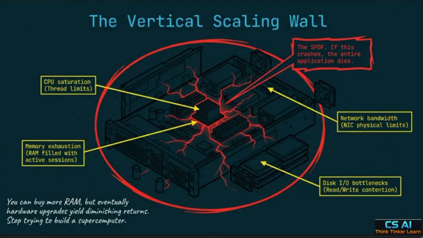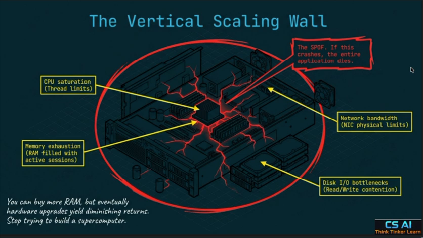Every engineer eventually hits the vertical scaling wall. You can buy more RAM and a faster CPU, but hardware upgrades yield diminishing returns. More importantly, a single massive server is a catastrophic single point of failure. If that one motherboard or CPU saturates, the entire application dies. CPU thread limits, RAM session exhaustion, NIC physical bandwidth, and disk I/O contention are the physical boundary that force us towards horizontal scaling. Stop trying to build a supercomputer.